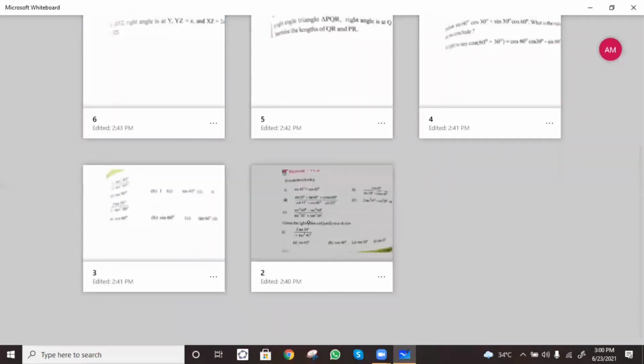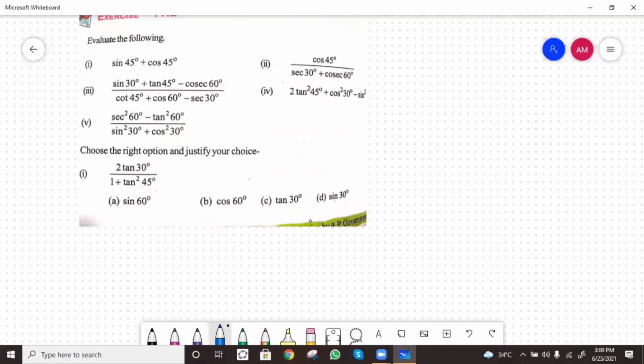Let us move to exercise problems, and tomorrow I will discuss a very important and beautiful concept, which is related to the history of trigonometry. Tomorrow we are going to discuss a great mathematician who worked on trigonometry. So let us solve the first problem.